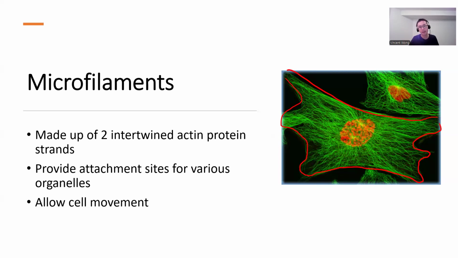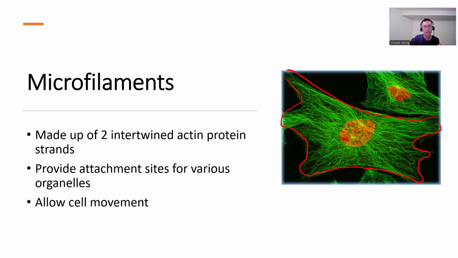So in preparing this picture, the person used a green fluorescent to highlight the actin proteins, and then they used a red fluorescent to highlight the DNA in the nucleus. So this red circle here is where the nucleus would be. And you can see all these green fibers, they are all actin proteins. They're all microfilaments, and they form a web that goes all around the cytoplasm.